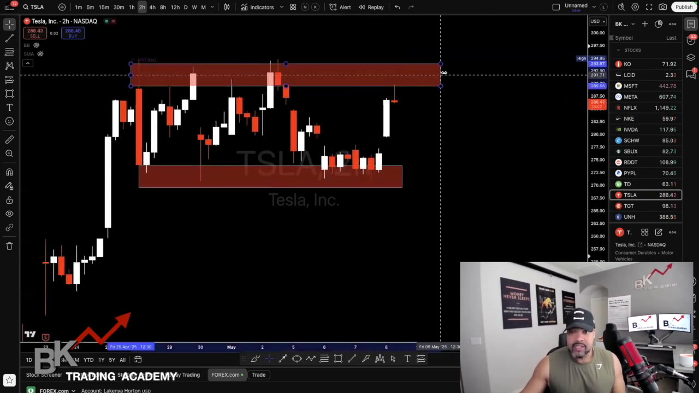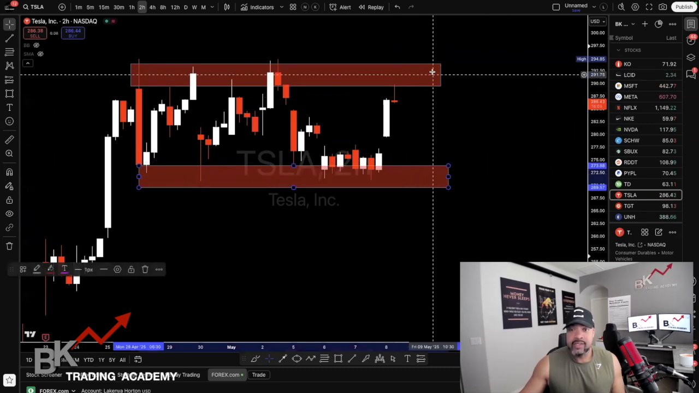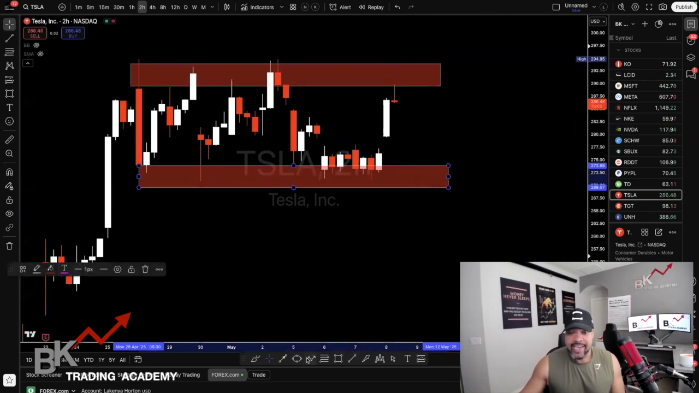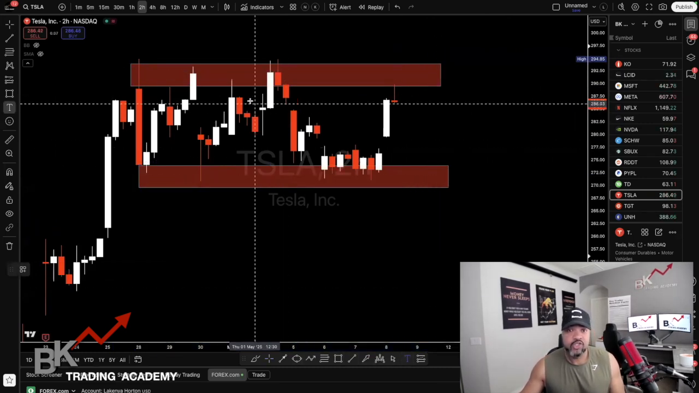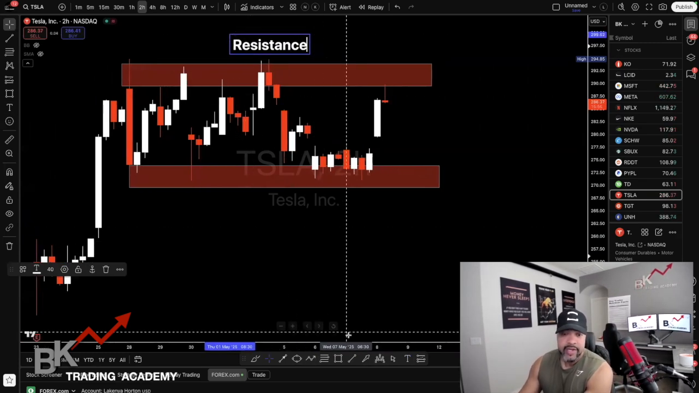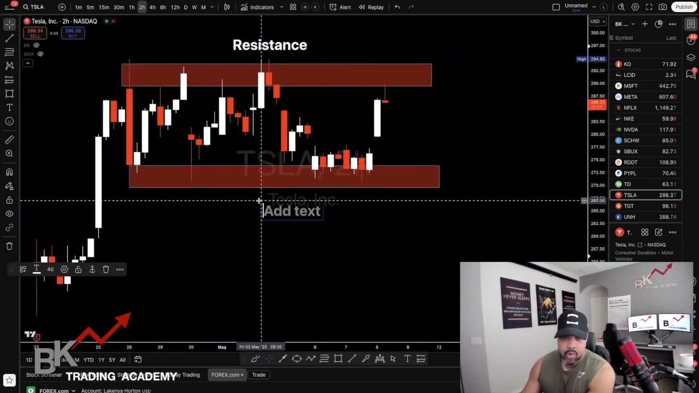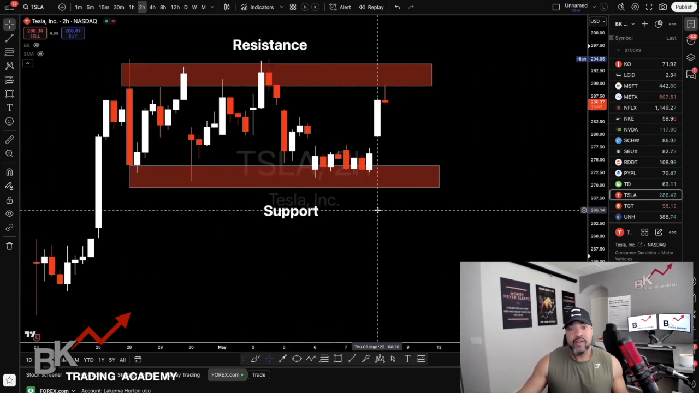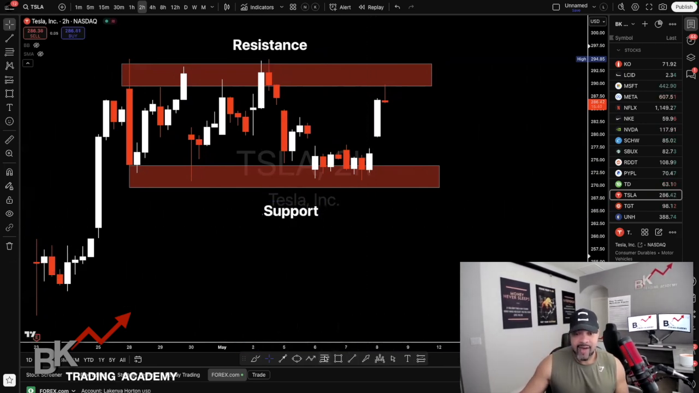So I found a support and I found a resistance level here that I can trade on the lower time frame if I don't want to be in a trade for too long. So let's go ahead and put resistance. This is the top level here. And let's put support right here. So now this makes it easy to identify where price is going to go. But we want to make sure we see confirmation.